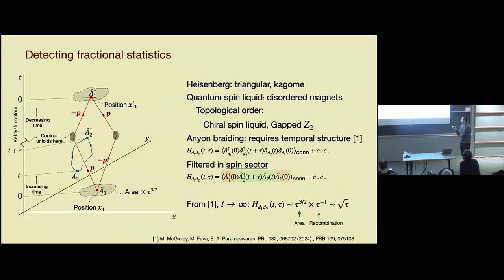Then this universal contribution to this correlation function comes from those trajectories where the two anyons actually braid between themselves. And it can be shown that it is proportional to this area where the first anyon should be created in order to propagate into this circle of the second anyon, times the recombination amplitude for the second anyon pair to recombine after all. And that provides this square root of time type behavior of the correlation function.